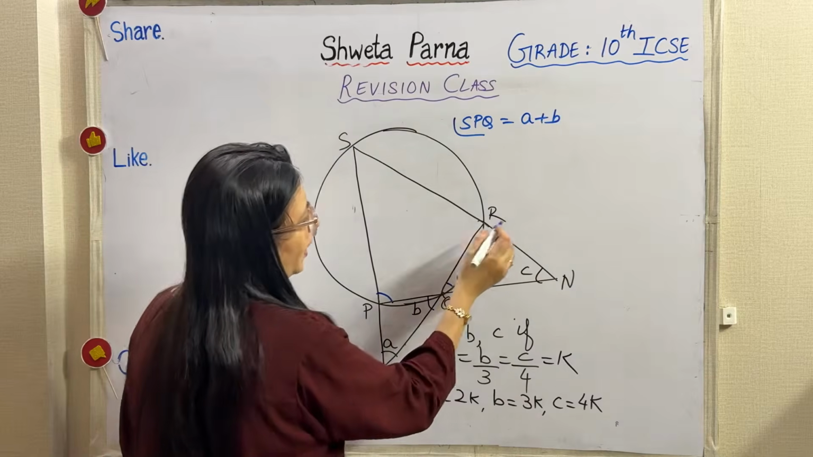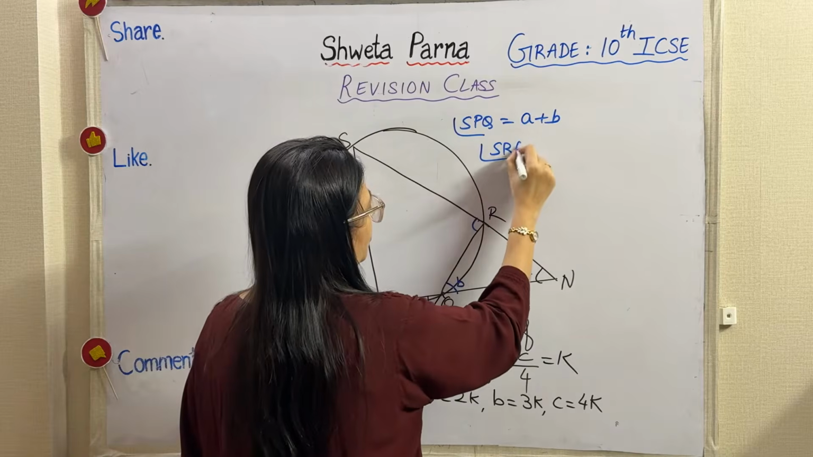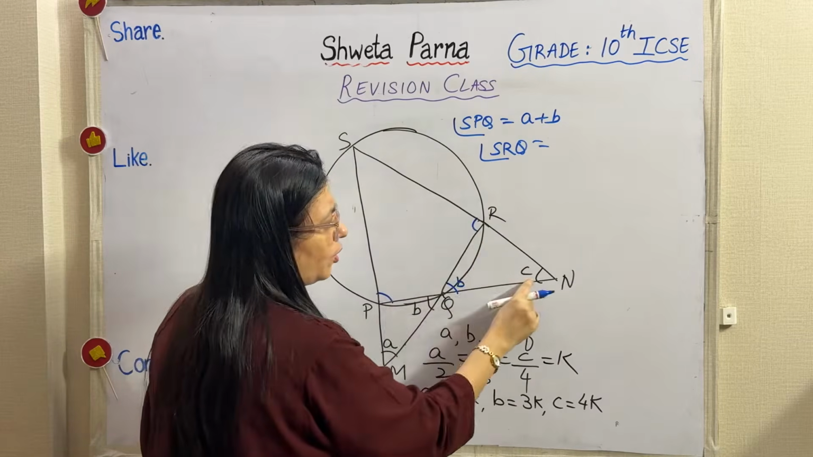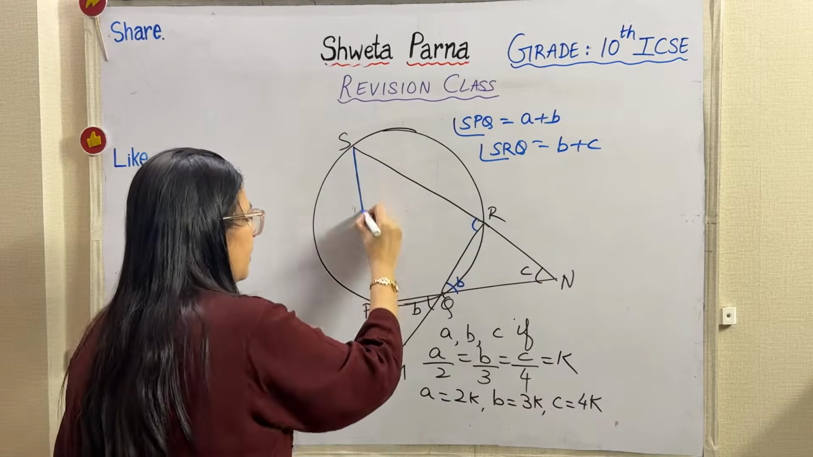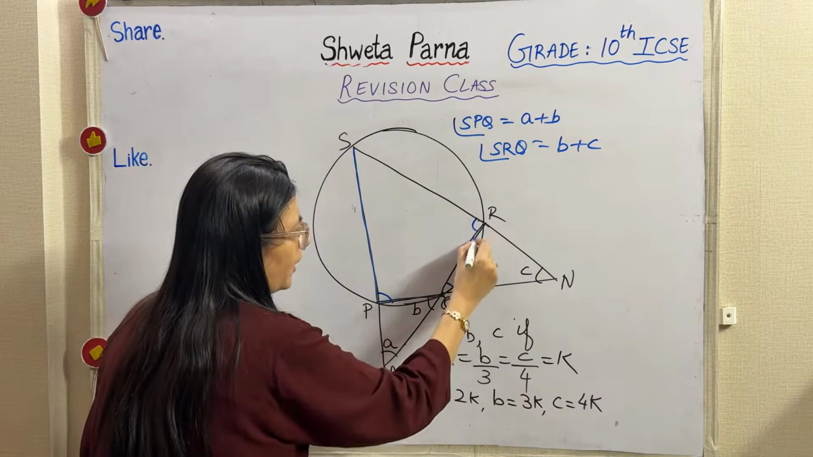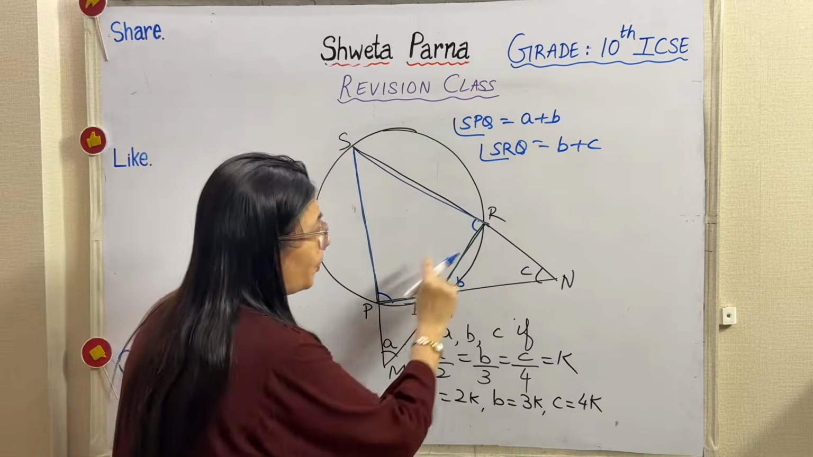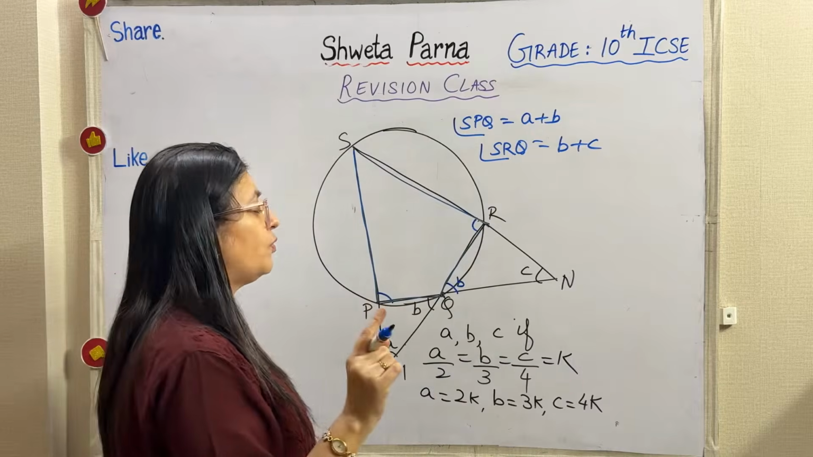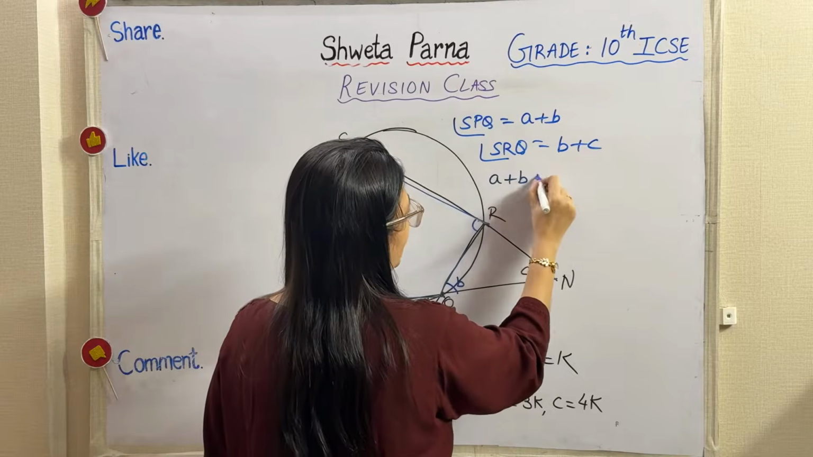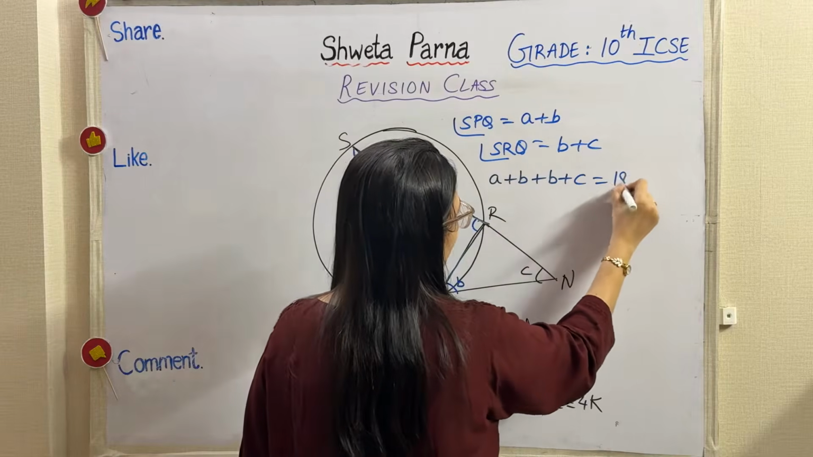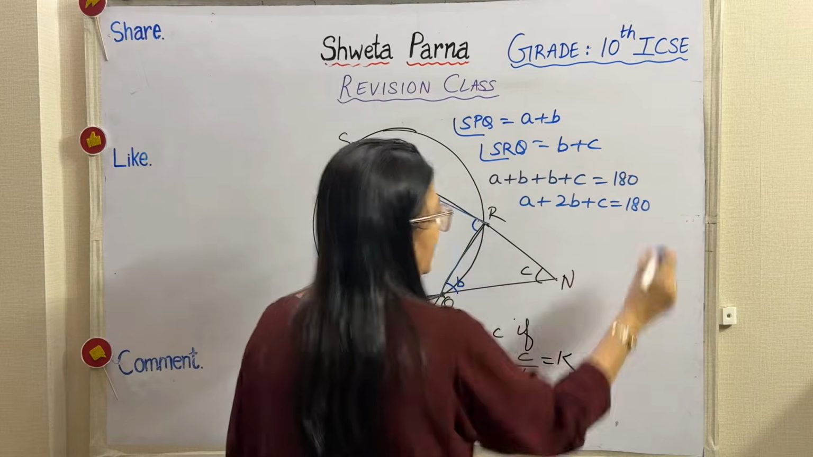Correct? In the same way, I want to find the exterior angle for this angle SRQ. Again, it is the sum of the interior opposite angles, which is B plus C. Now, if you see this figure, it is a four-sided figure, and the 4 points are on the circle, so it is a cyclic quadrilateral. So, the sum of the opposite angles of a cyclic quadrilateral should be equal to 180. That means A plus B plus B plus C should be equal to 180, which is A plus 2B plus C is equal to 180 degree.